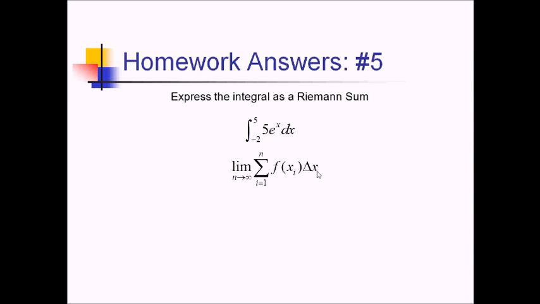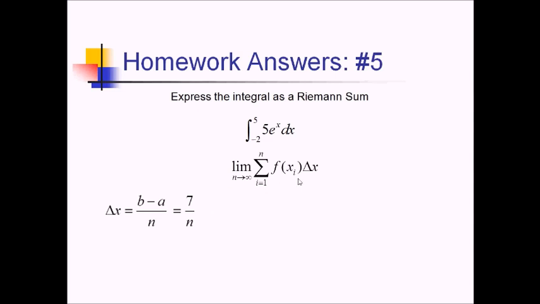So let's start with delta x. In general, that's going to be b minus a over n. You're just taking your interval length and dividing it into n pieces. So this is going to be 5 plus 2 over n, or 7 over n.